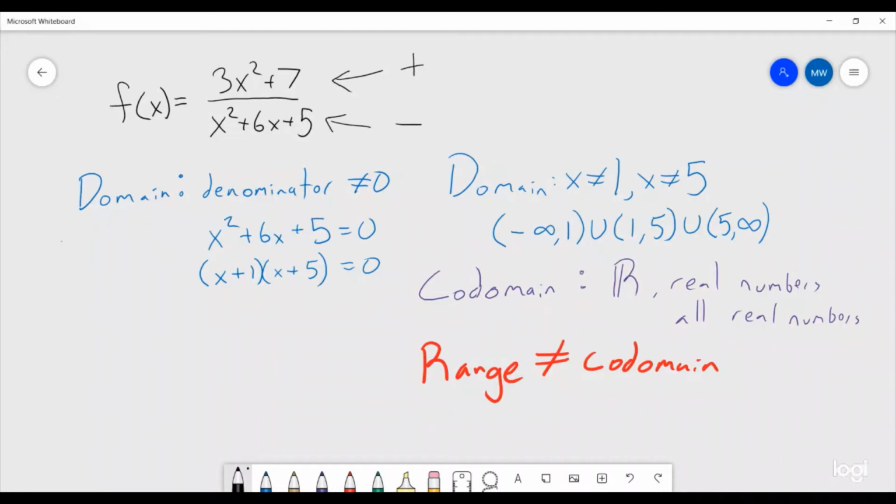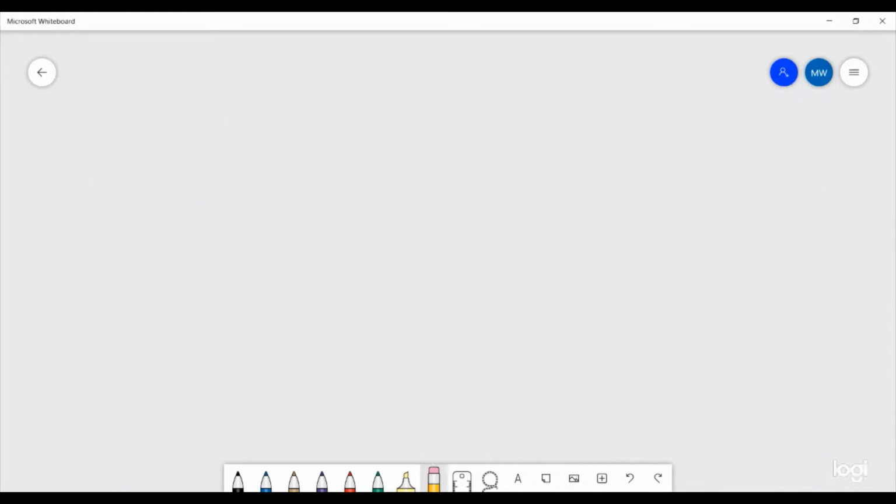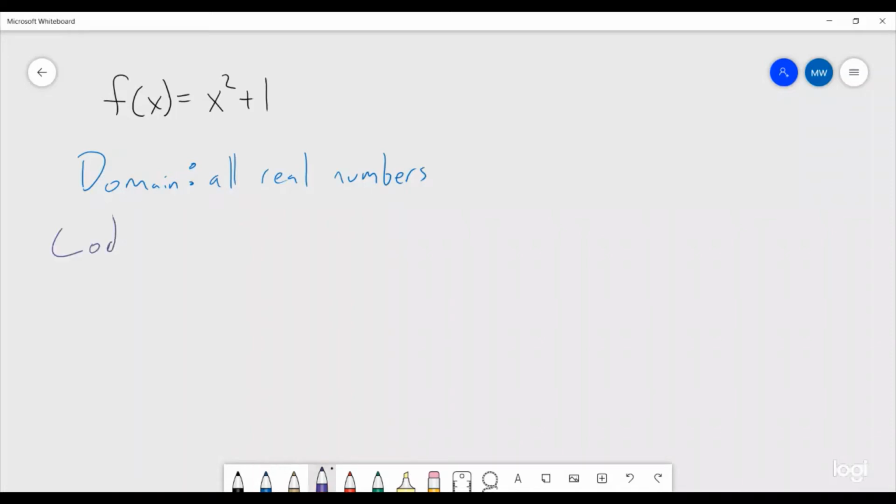So let's come up with a different function that's going to be a little bit easier to classify. Let's just deal with f of x is equal to x squared plus 1. Here, our domain is going to be all real numbers. The reason for this is that we are not going to have any places where the function would not be defined. Any x value gives a valid output. Our codomain, again, is going to be all real numbers as well. But our range is going to be a subset of the real numbers.